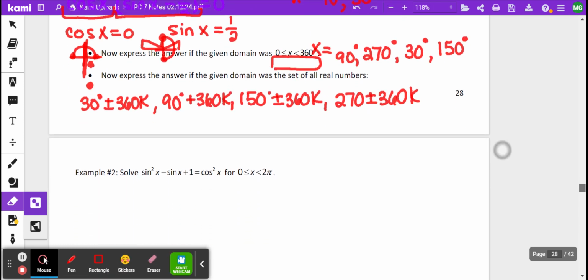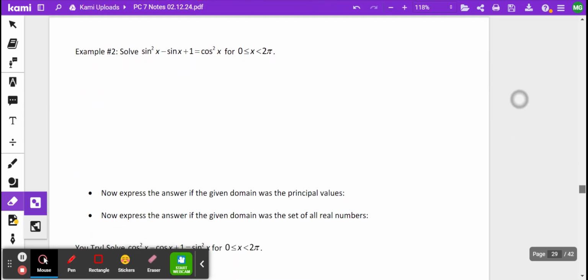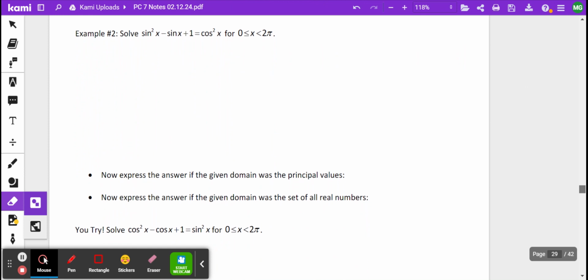So let's see what we have on the next page. Okay, we have another example. And this time, it's giving you the domain in terms of radians, which means you're going to give your answer in terms of radians. So you pretty much follow how the domain is given to you, and that's how you're going to give your answer.